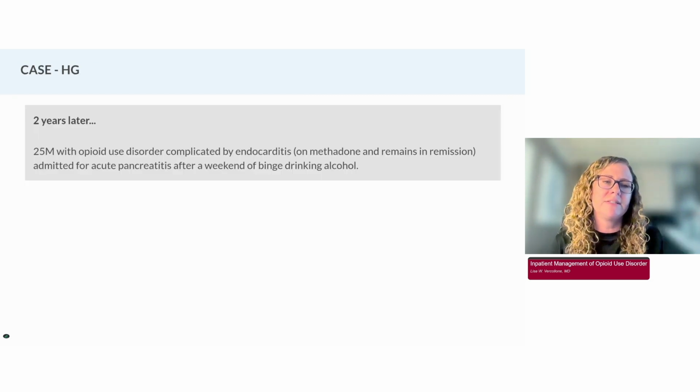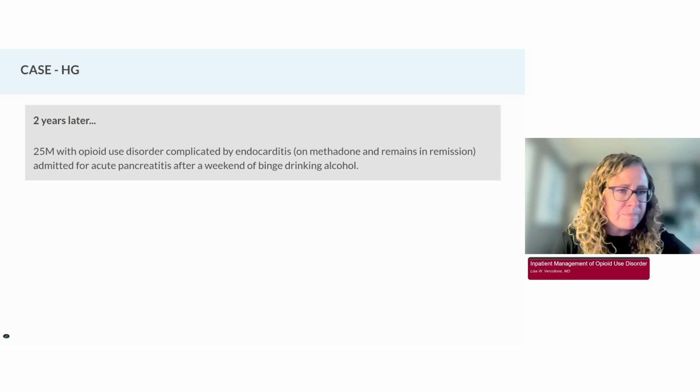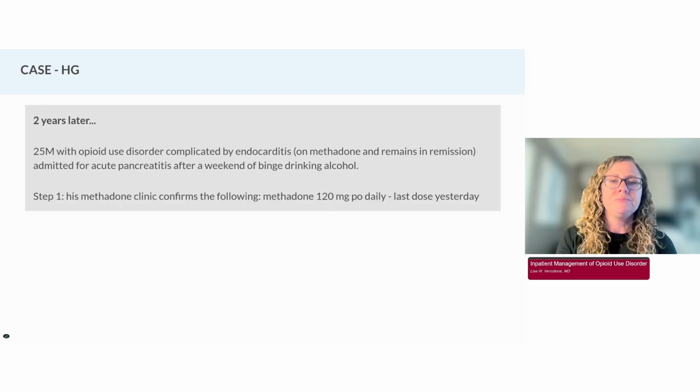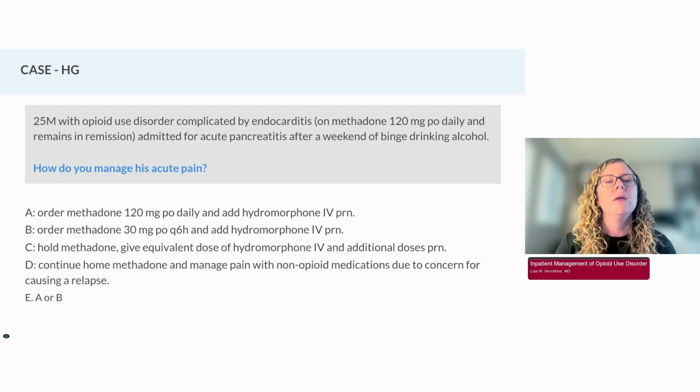Okay, so back to our case. It's 2 years later, and our patient who had this complication of endocarditis is on methadone and remains in remission, and now he's admitted for acute pancreatitis after a weekend of binge drinking alcohol. So step one, we want to call the methadone clinic. And so we do that. We call the methadone clinic and the dose is 120 milligrams, and he did receive a dose yesterday.